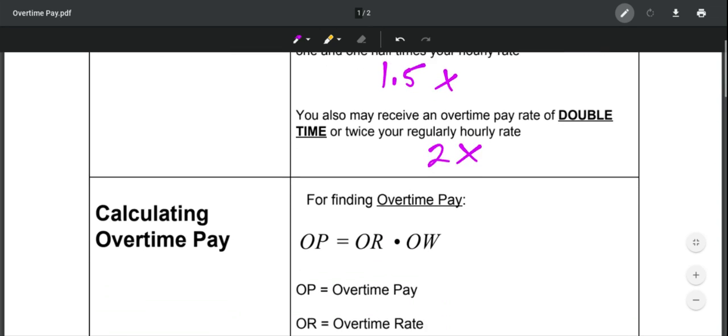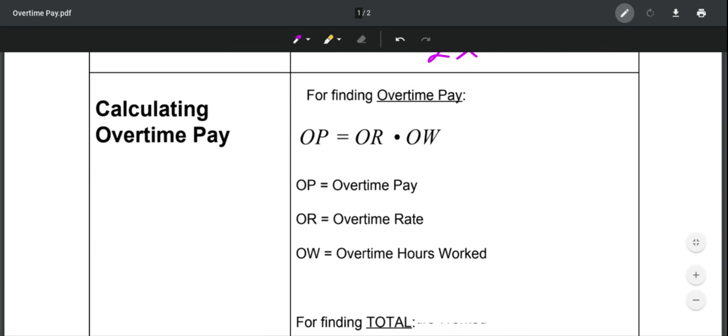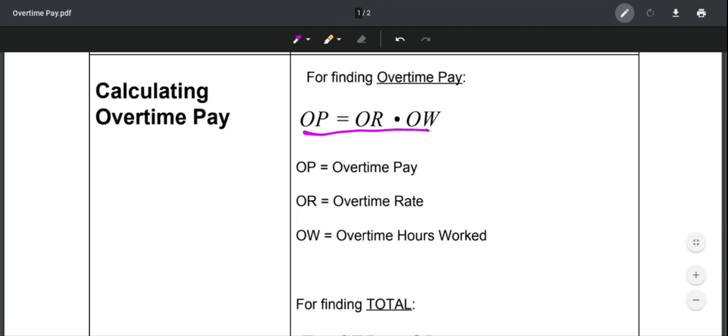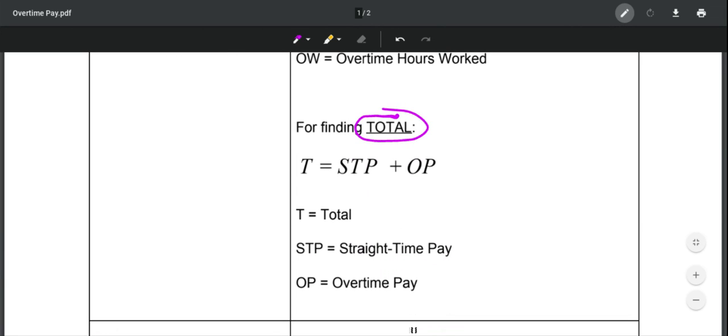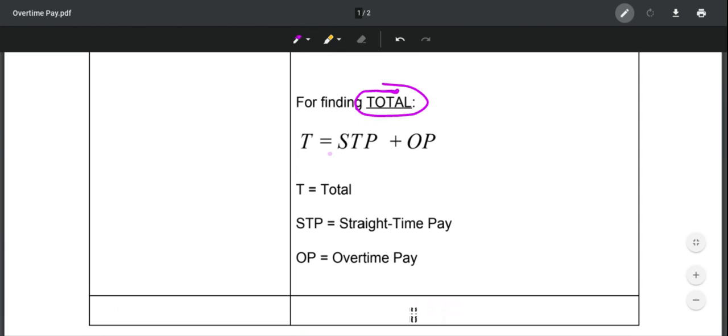And when we calculate overtime pay, this is the formula we use. OP is what we're going to use for overtime pay. OR is going to be our overtime rate, and OW is going to be the overtime hours that we worked. So that's how you find overtime pay. And then to find the total that you end up being paid, you're going to take your straight time pay and add it to your overtime pay.